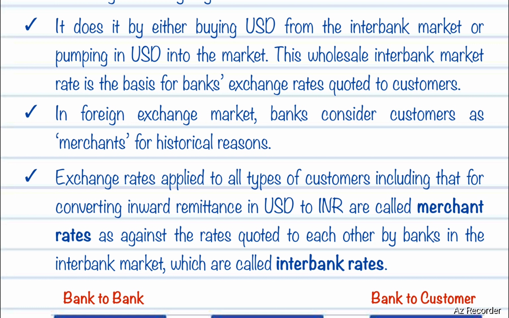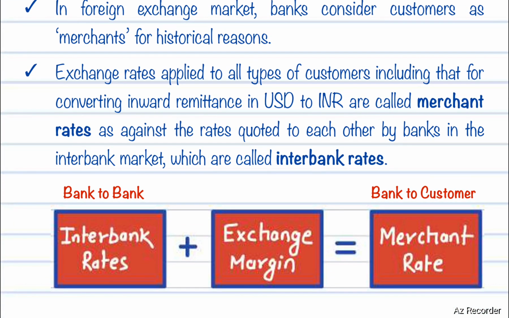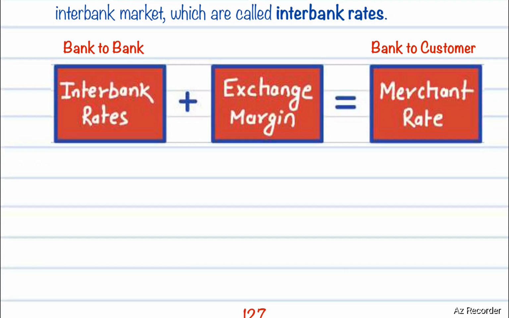In the foreign exchange market, banks consider customers as merchants for historical reasons. Exchange rates applied to all types of customers, including that of converting inward remittance in USD to INR, are called merchant rates, as against the rates quoted to each other by banks in the interbank market, which are called interbank rates. Interbank rates plus exchange margin gives merchant rate. Interbank rate means bank to bank rate. Merchant rate means bank to customer rate.